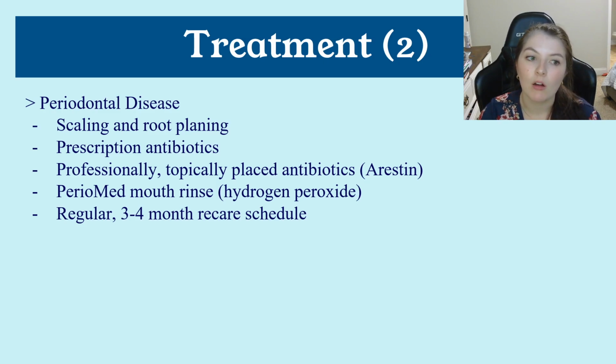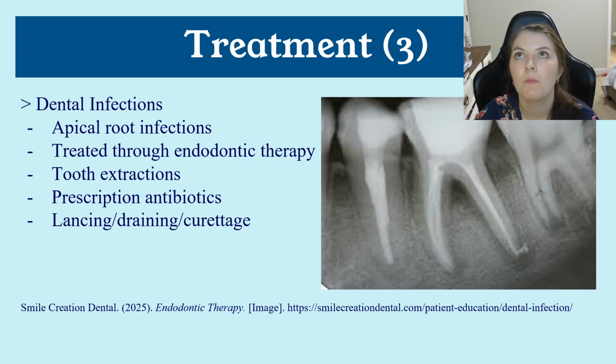Sometimes prescription antibiotics will be prescribed for the patient to help with the infection caused by the bacteria, but we'll also apply topical antibiotics. One product in particular is called Arestin, which is used pretty frequently in most dental offices for periodontal disease. Sometimes we'll send patients home with products to use as well. Prescription mouth rinses like Periomed contain ingredients like hydrogen peroxide and stannous fluoride, which are anti-gingivitis and anti-cavity. And then we see these patients more often for cleanings, 3 to 4 months instead of 6.